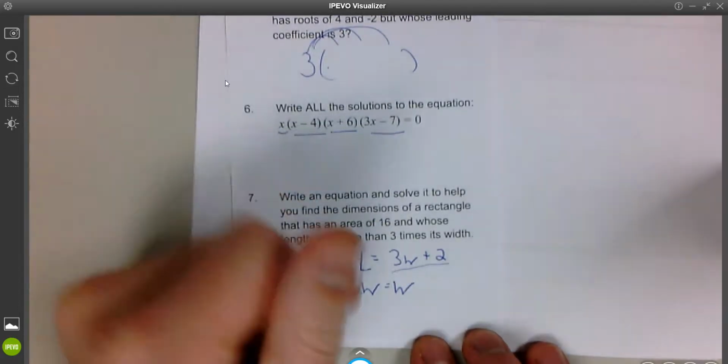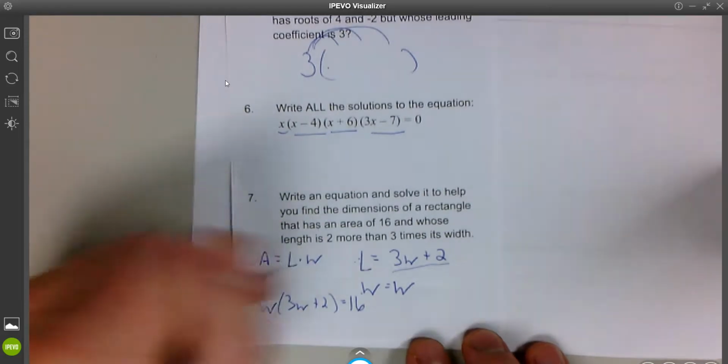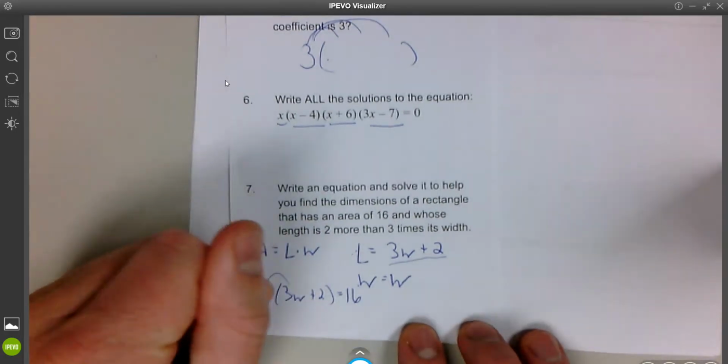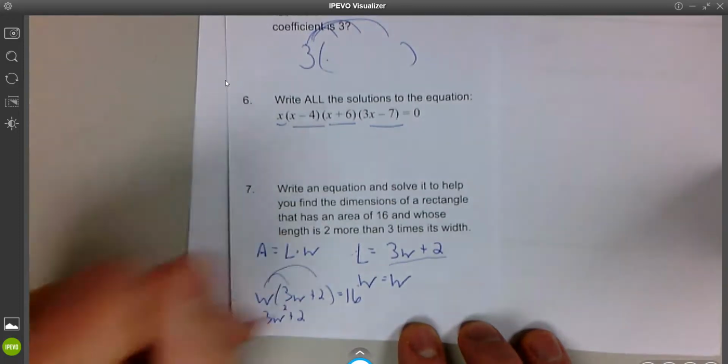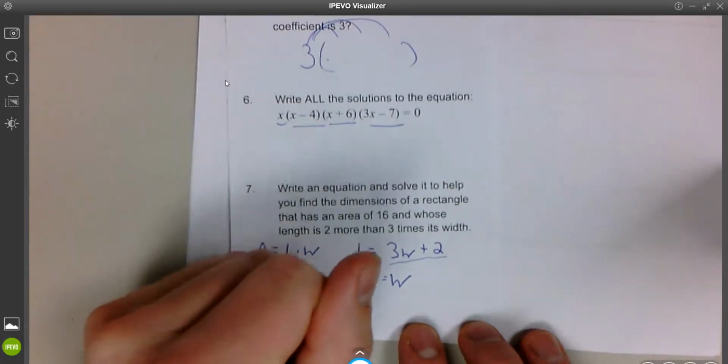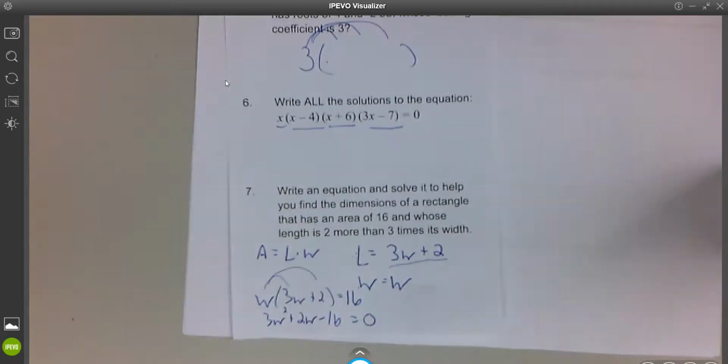Well, the area is 16 meters, or square, or whatever it is. I didn't give you units, but it's 16. So now we can solve this. We've got to figure out what W is. So I'm going to distribute 3W squared plus 2W. I'm going to subtract the 16 over and get minus 16 equals 0.